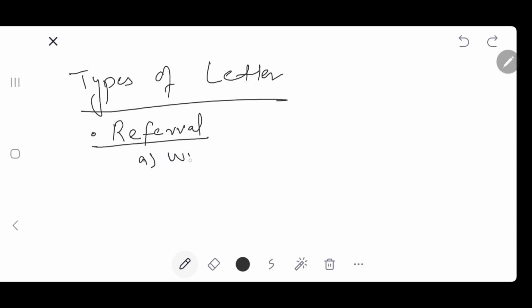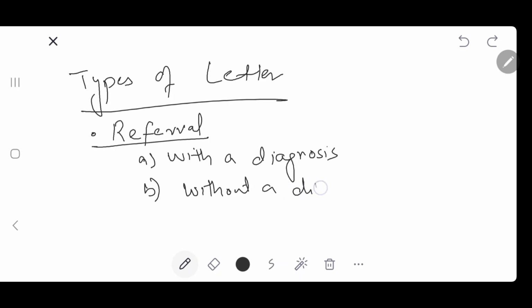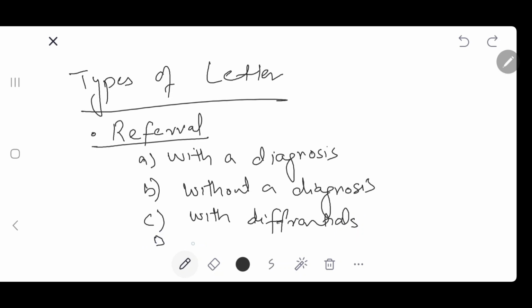Let's say a referral letter when we have to write a letter with a diagnosis, a referral letter without a diagnosis, right? Number C is with differentials, with differential diagnosis. Number four is your emergency referral. So these are a few types of referral letter we can expect in OET writing. So we can discuss those things one by one, right?